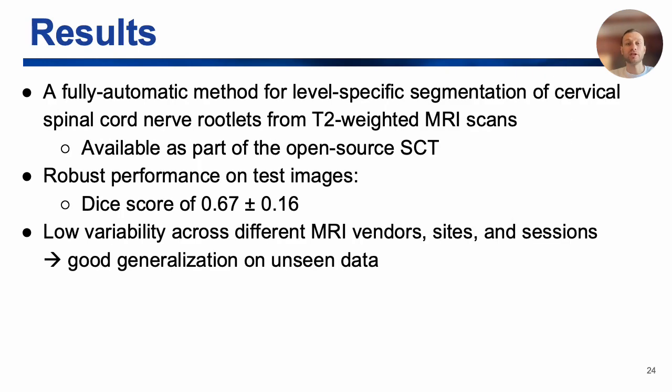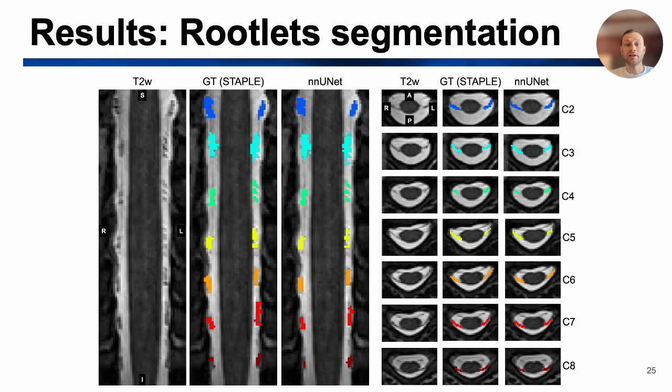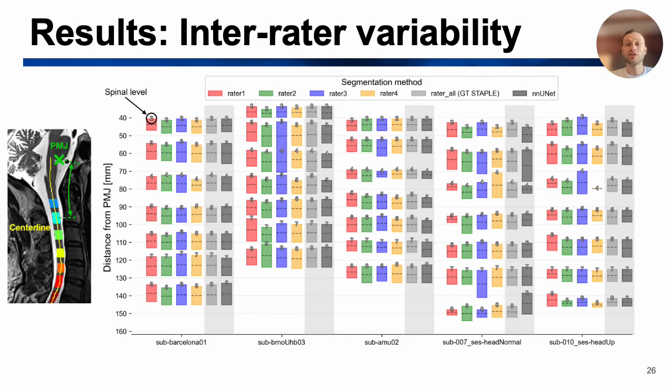Okay, moving on to the results. Here we have an example of the reference ground truth mask obtained using the STAPLE algorithm and the segmentation obtained using the proposed segmentation method, named nnUNet. The final model achieved a mean test Dice of 0.67 across 5 test images. This figure shows the distance from the pontomedullary junction, PMJ, to each spinal level for 5 test images.